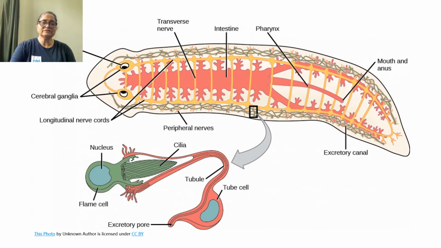This is the structure of the free living turbellarians, that is the planaria. Here you can see these are the ganglionic structures, and these ganglionic structures are spread throughout the body, that is the nervous system. And they have the excretory system. In the case of platyhelminthes, it is flame cells, which excrete through pores located throughout the body of the parasites. And this is the structure of the flame cells.